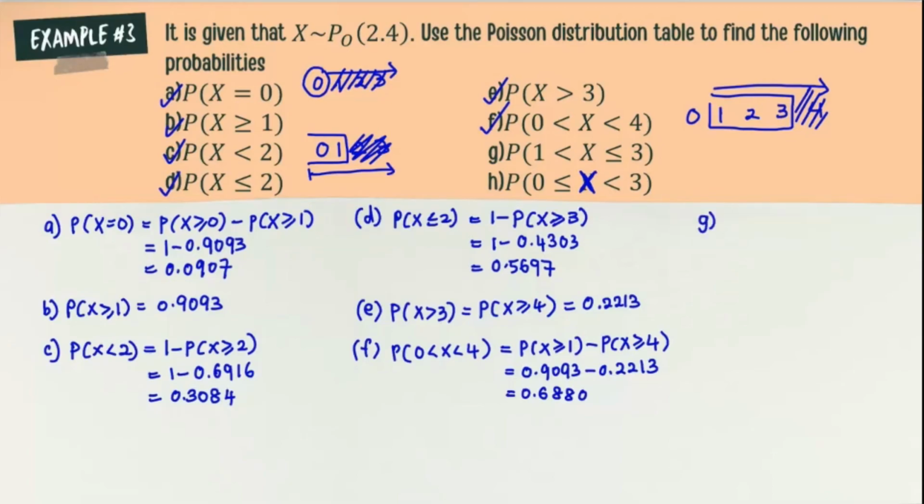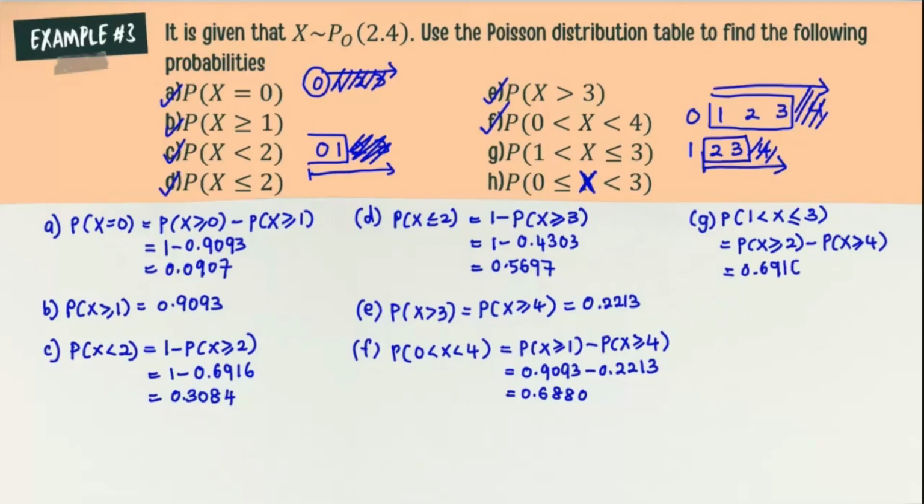G saya letak dekat sini. So, P untuk 1 tidak termasuk dengan X tetapi termasuk dengan 3. So kita ada 1, 2, 3, 4 contohnya. So 1 tidak termasuk, so kita nak 2 dan 3 sahaja kan untuk kes ini. So maksudnya kita akan cari greater than or equals to 2 minus dengan 4. So P of X greater than or equals to 2 minus P of X greater than or equals to 4. So 2 tadi dah cari, 0.6916 kita dapat daripada sini. And 4 pun tadi kita dah cari, ini 0.2213. So the answer here will be 0.4703.